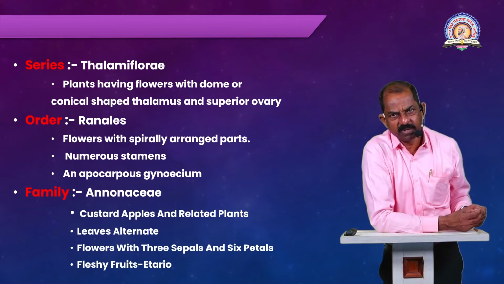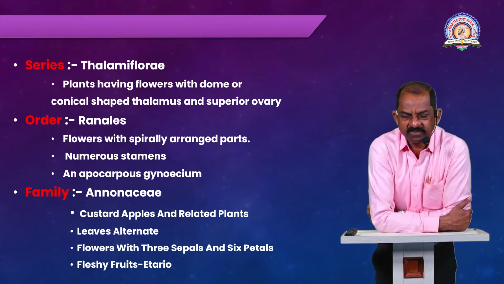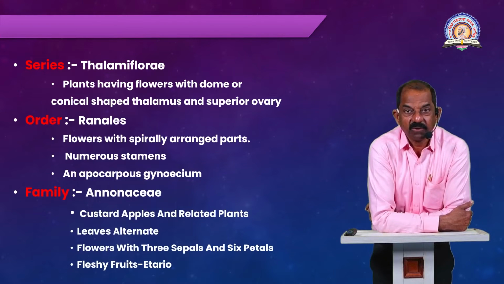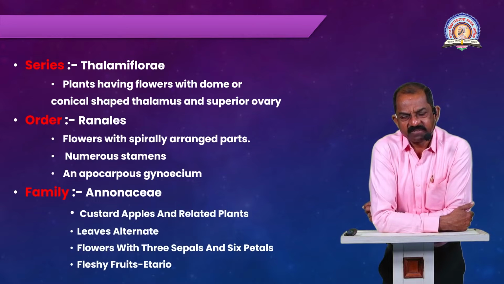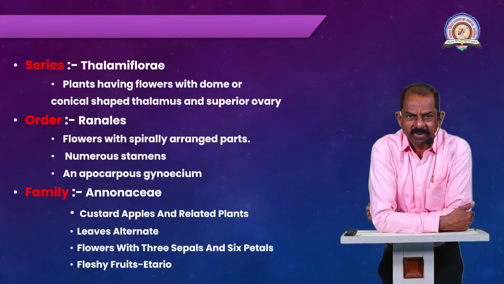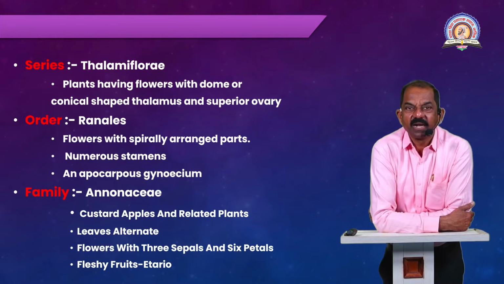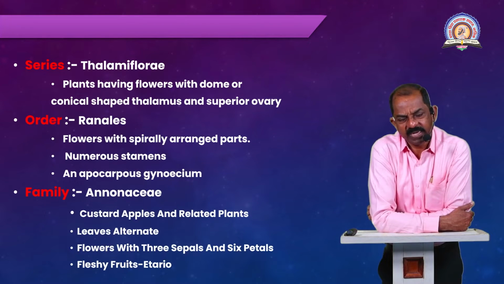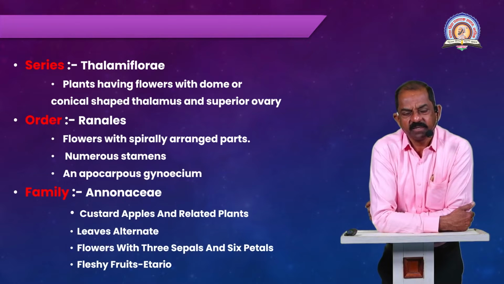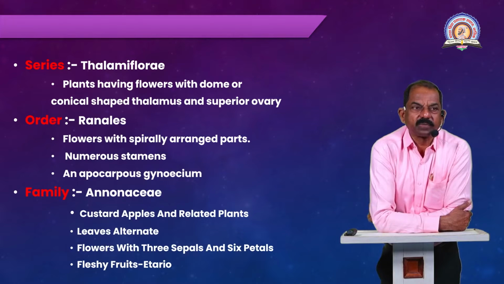The ovary is superior, the flower is hypogynous. Flower is hypogynous means all the floral whorls are arranged below the ovary. Like the calyx, the corolla and the stamens, they originate from below the ovary, known as a hypogynous flower, and in such cases the ovary is superior, and all such superior ovaries are present in the series Thalamiflorae. Then the next one, that is the order.